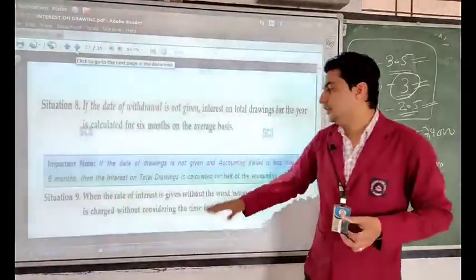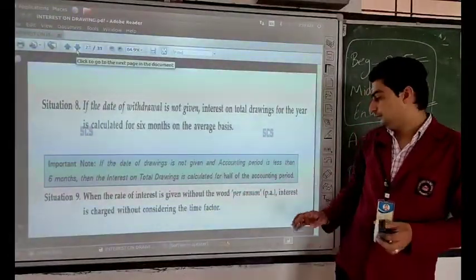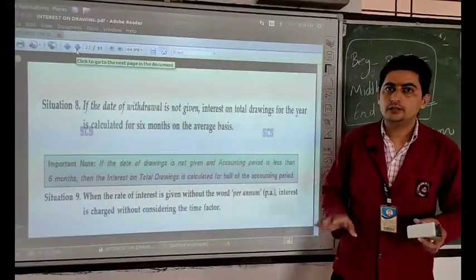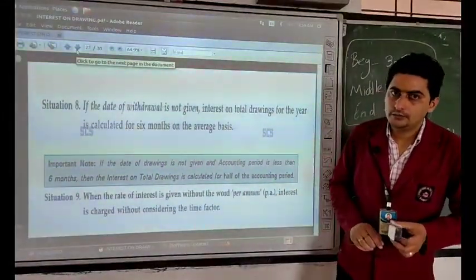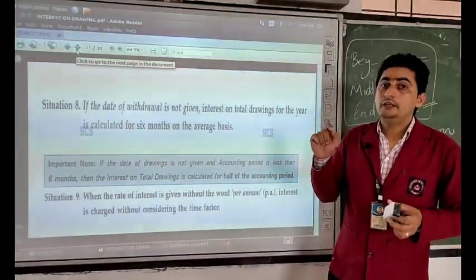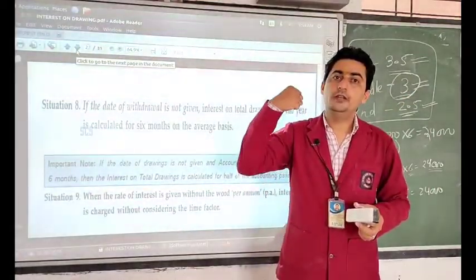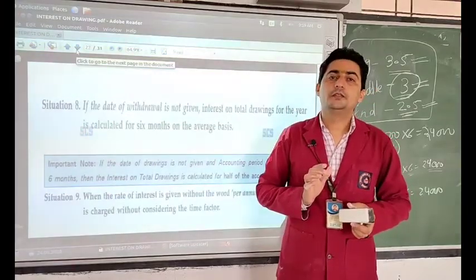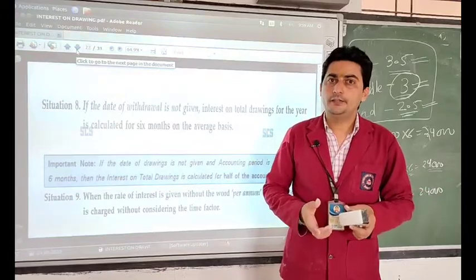Then the next situation: when the rate of interest is given without the words per annum, interest is charged without considering the time factor. So if the interest rate is given but per annum is not written, then we will not calculate the average period of time. What we will do is give the interest for the whole year, not calculated according to months.